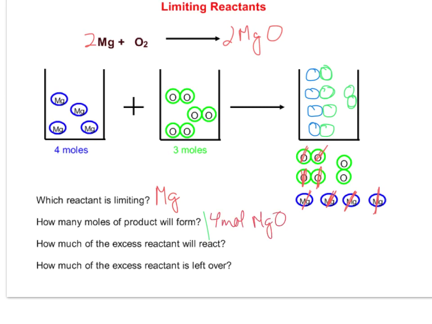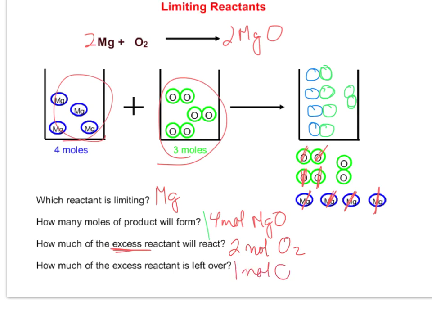4 moles of MgO. How much of the excess reactant will react? So magnesium is my limiting reactant. That's the one that runs out first. So oxygen is what we call the excess reactant. We have too much of it. So how much of the excess reactant, how much of the oxygen reacted? So if you look at this right here, we used up 2 moles of the oxygen and 1 was left over. So 2 moles of O2 reacted, 1 mole of O2 was left over.